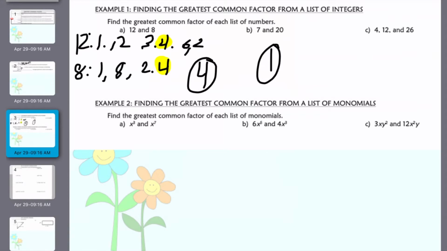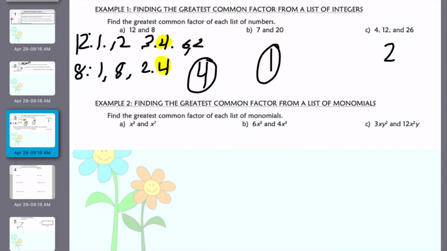If I were to look at C, 4, 12, and 26, I know that for 4 and 12, the greatest common factor would be 4, but 26 cannot be made just by using 4s. I need to think: 26 is an even number, 12 is an even number, 4 is an even number. So the greatest common factor that they are going to have is 2. And that's not always the case. Just in this particular example, 26 is not able to be made by 4, so the next greatest common factor that they had was 2.